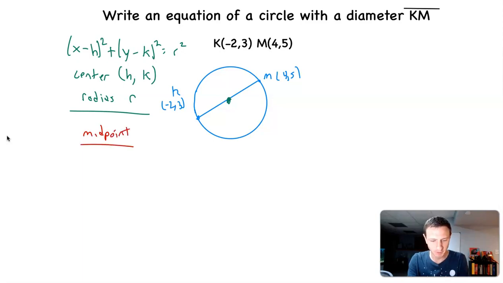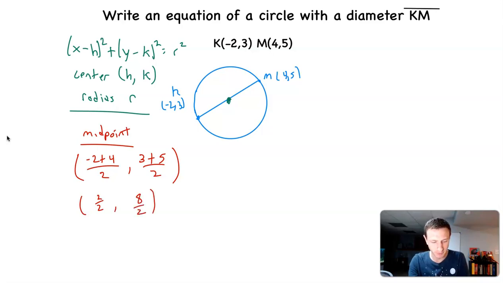So we're going to find the midpoint between K and M. The midpoint is an ordered pair, and we want to take the x values, so it's -2 plus 4 divided by 2, and the y values, 3 plus 5 divided by 2. -2 plus 4 is 2, divided by 2. 3 plus 5 is 8, divided by 2. 2 divided by 2 is 1. 8 divided by 2 is 4. So our midpoint is (1, 4). That looks about right, and that's going to be our center.